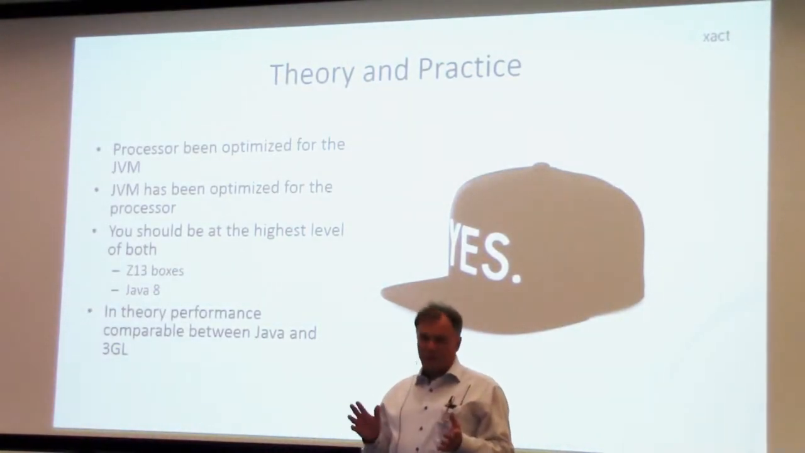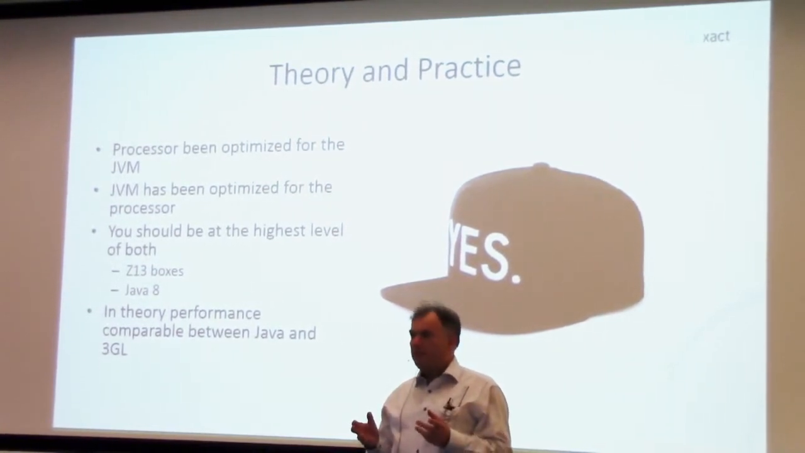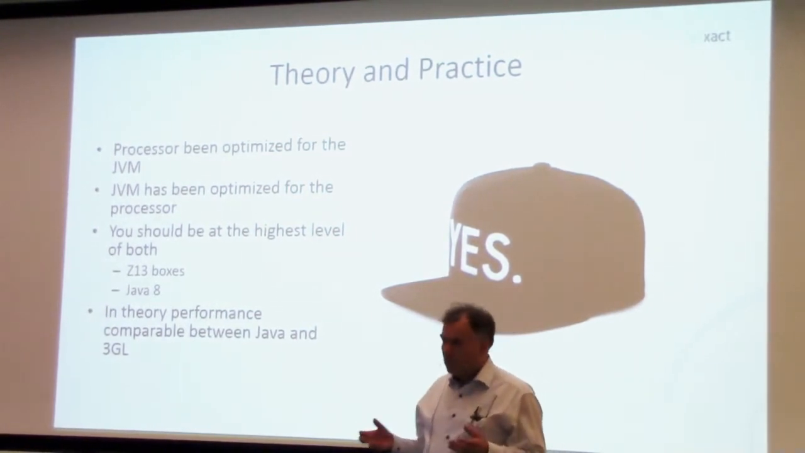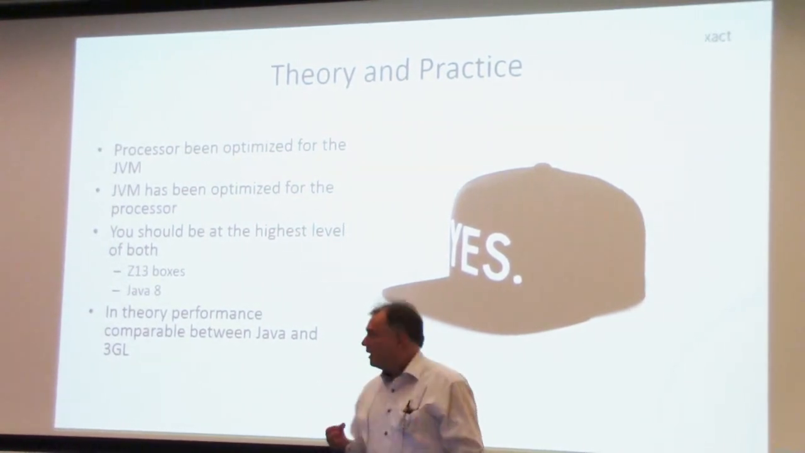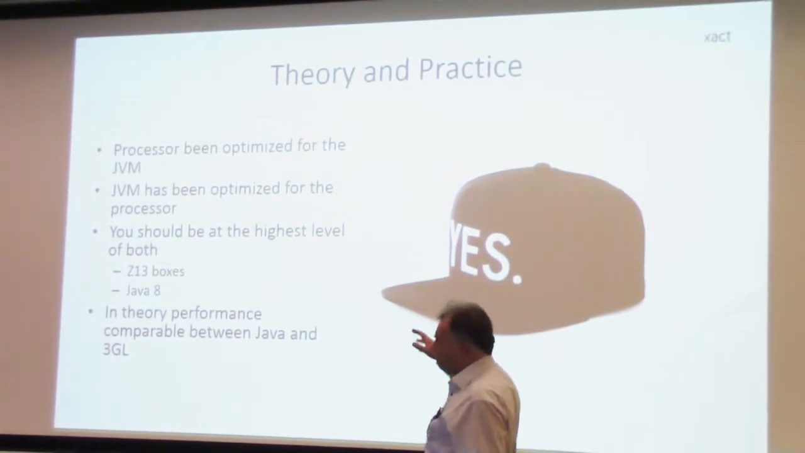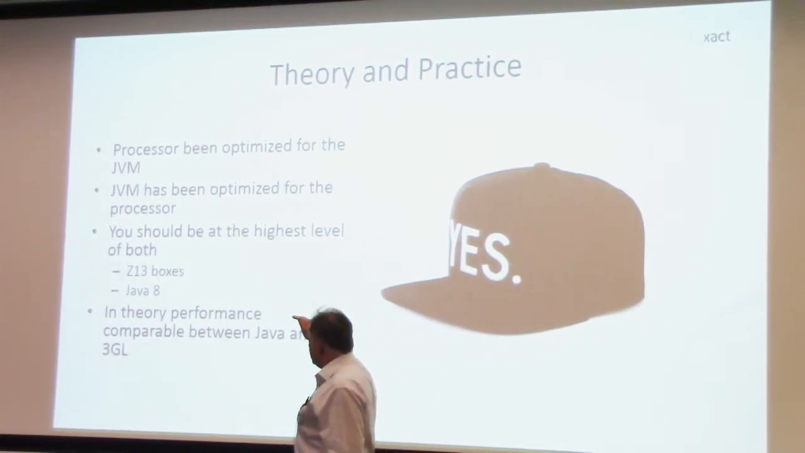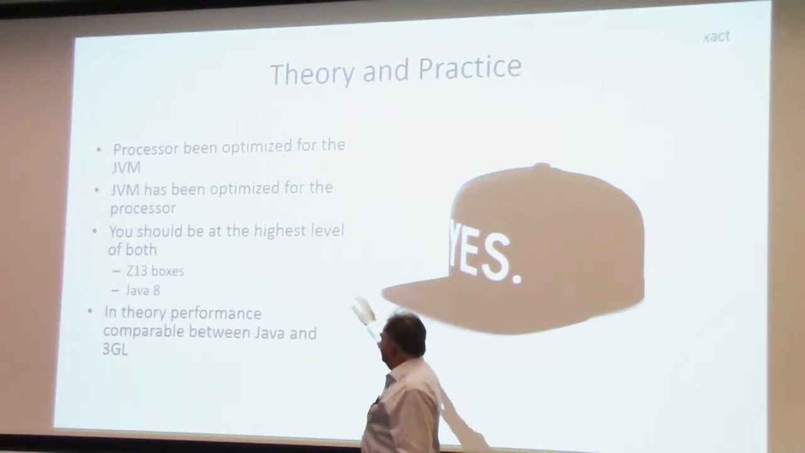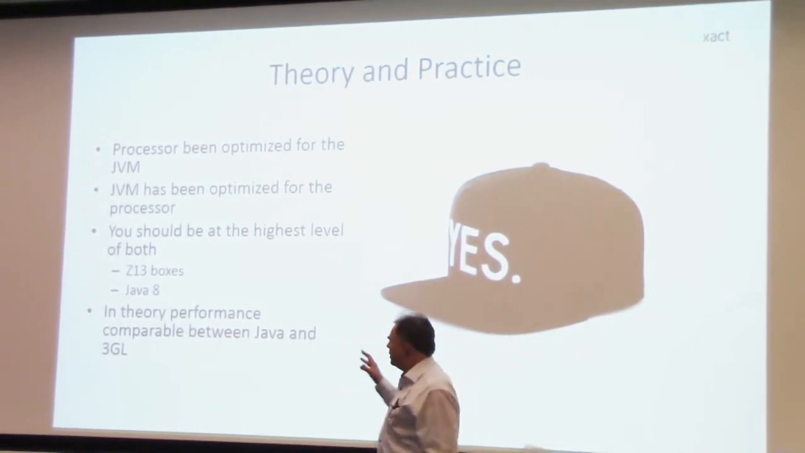As some of you might remember from my other presentation, over 20 years IBM have been optimizing the processors to run Java virtual machines, putting more and more functionality into it to make Java perform well, and they have optimized the IBM JVM for the processor. And of course, you should be at the highest level of both z13 boxes and Java 8. I don't know, is Java 8 available now on mainframe? Yes, it is. So you should do that, because then you take advantage of all the instructions that Henrik and Tom have been talking about.